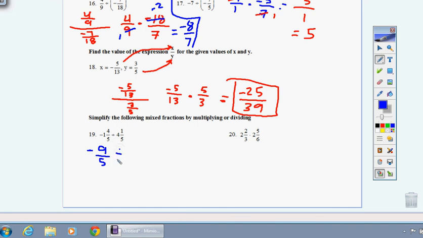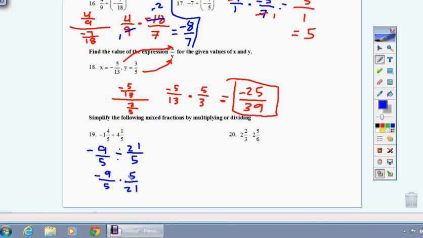So really I have 9/5 divided by 5 times 4 is 20, plus 1 is 21, 21/5. And again, don't multiply across yet, because this is a division sign. So remember, dividing by a fraction is the same as multiplying by the reciprocal. So I have negative 9/5 times 5 over 21. Okay?